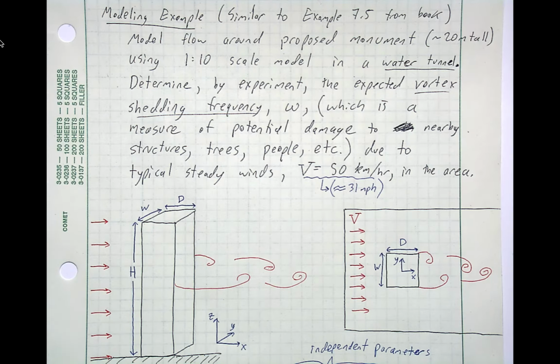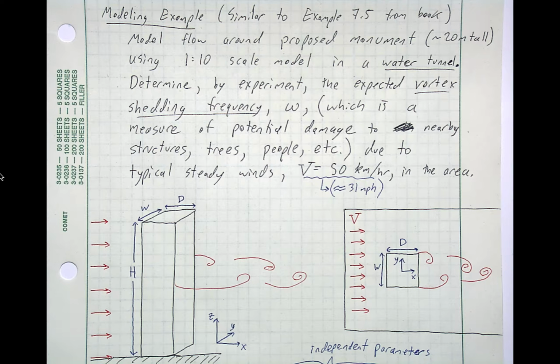So the parameter of interest here is the vortex shedding frequency. As we saw in a video in class, flow around objects tends to shed vortices, and these are displayed here by the swirly motions. The rate at which they're shed is a measure of the potential damage to nearby structures and trees and people, and overall the measure of turbulence that's generated from inserting this proposed monument into a region with high velocity winds.